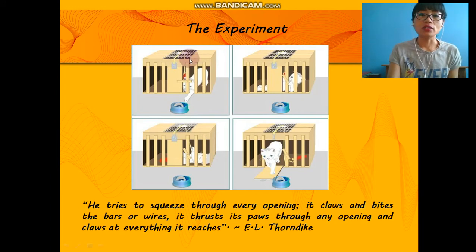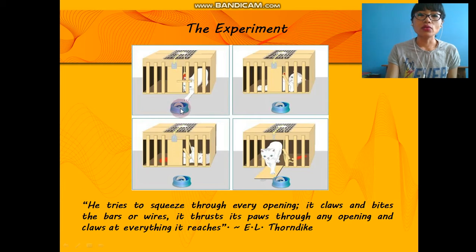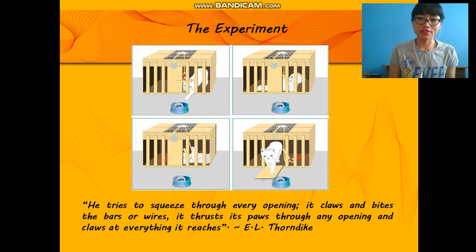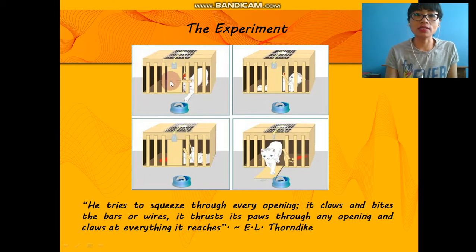So the cat is motivated with hunger, and the motivation will lead the organism to the goal, and the goal here is a plate of food, fish, the cat's favorite food, and the cat can see it. Seeing the food will intensify the cat's movement, but there are certain blocks, certain hindrances. This is the puzzle box that Thorndike developed.